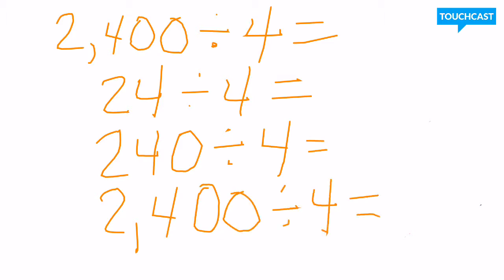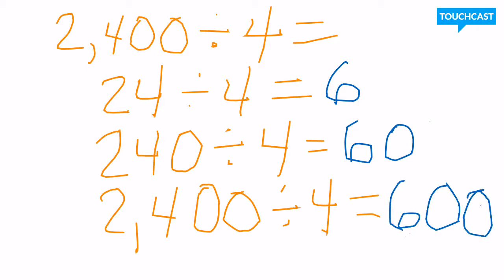I'm going to use my basic multiplication fact, and I'm going to think 4 times what equals 24. Or I'm going to do 24 divided by 4 equals 6. So then that means that 240 divided by 4 equals 60. And 2,400 divided by 4 equals 600. So once again, hopefully you can see the pattern of just adding the zeros to the quotient, the same amount of zeros that were in the dividend.